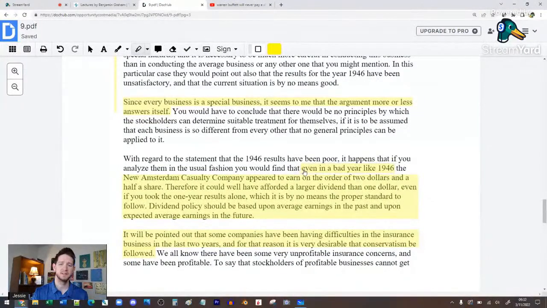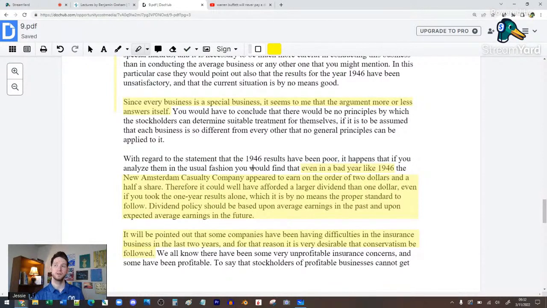Moving on, he says, even on a bad year like 1946, New Amsterdam Casualty Company appeared to earn on the order of $2.50 a share. Therefore, it could well have afforded a larger dividend than $1, even if you took the 1-year results alone. He doesn't believe that you should do that. He just says, even if you take a very bad resulting year, that you can still pay out, at least on average, more than $1 of earnings.